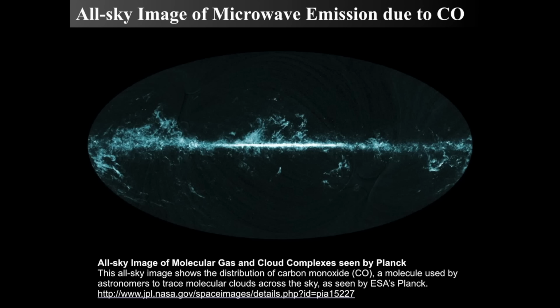And this is a map of the carbon monoxide as seen by the European Space Agency's Planck satellite as it's trying to map the cosmos. And one of its important missions is to map the distribution of microwave emission due to the galaxy. So we then see that the carbon monoxide is a bright emission towards the center, but it gets very fluffy, and it also has these fluffy high cirrus clouds.